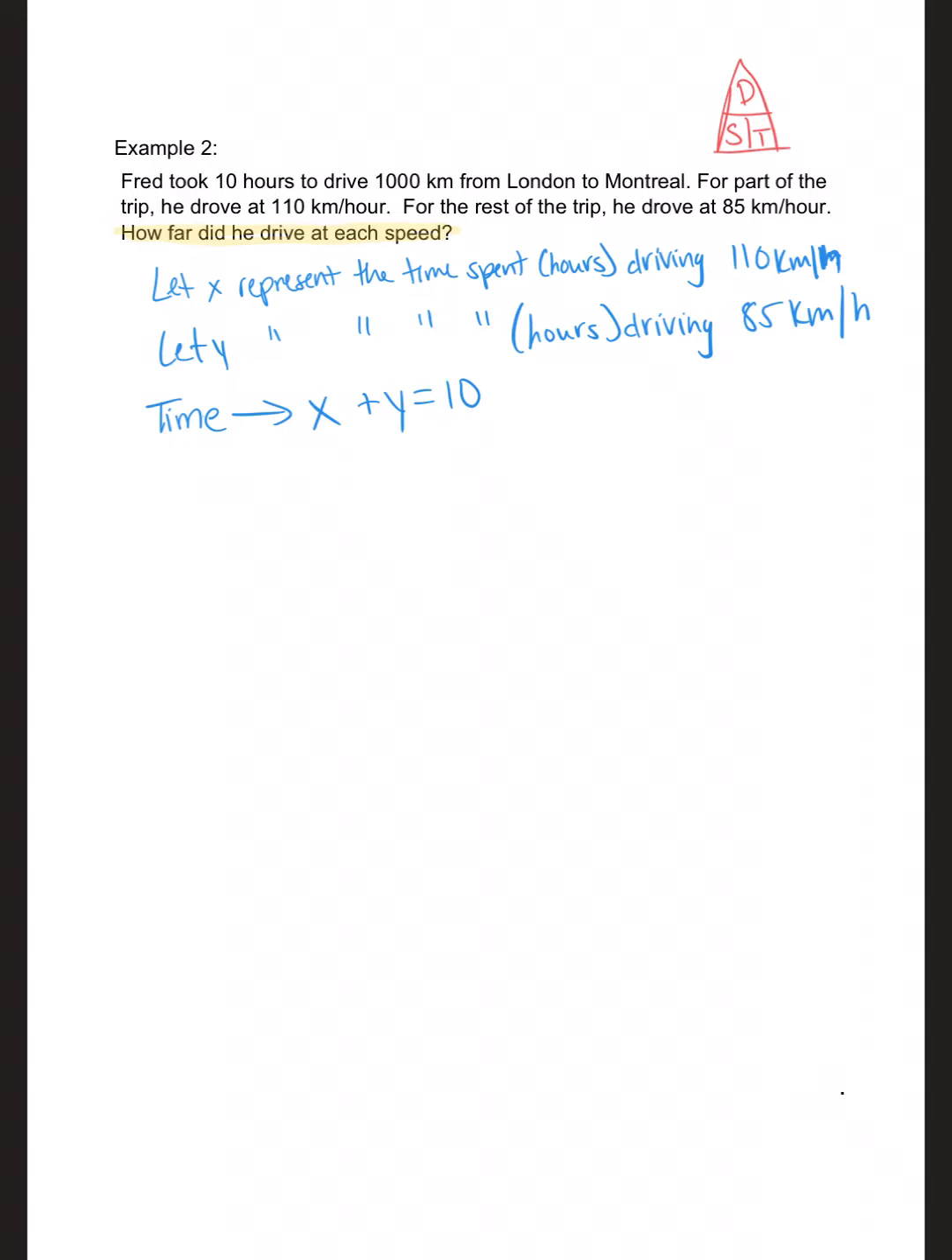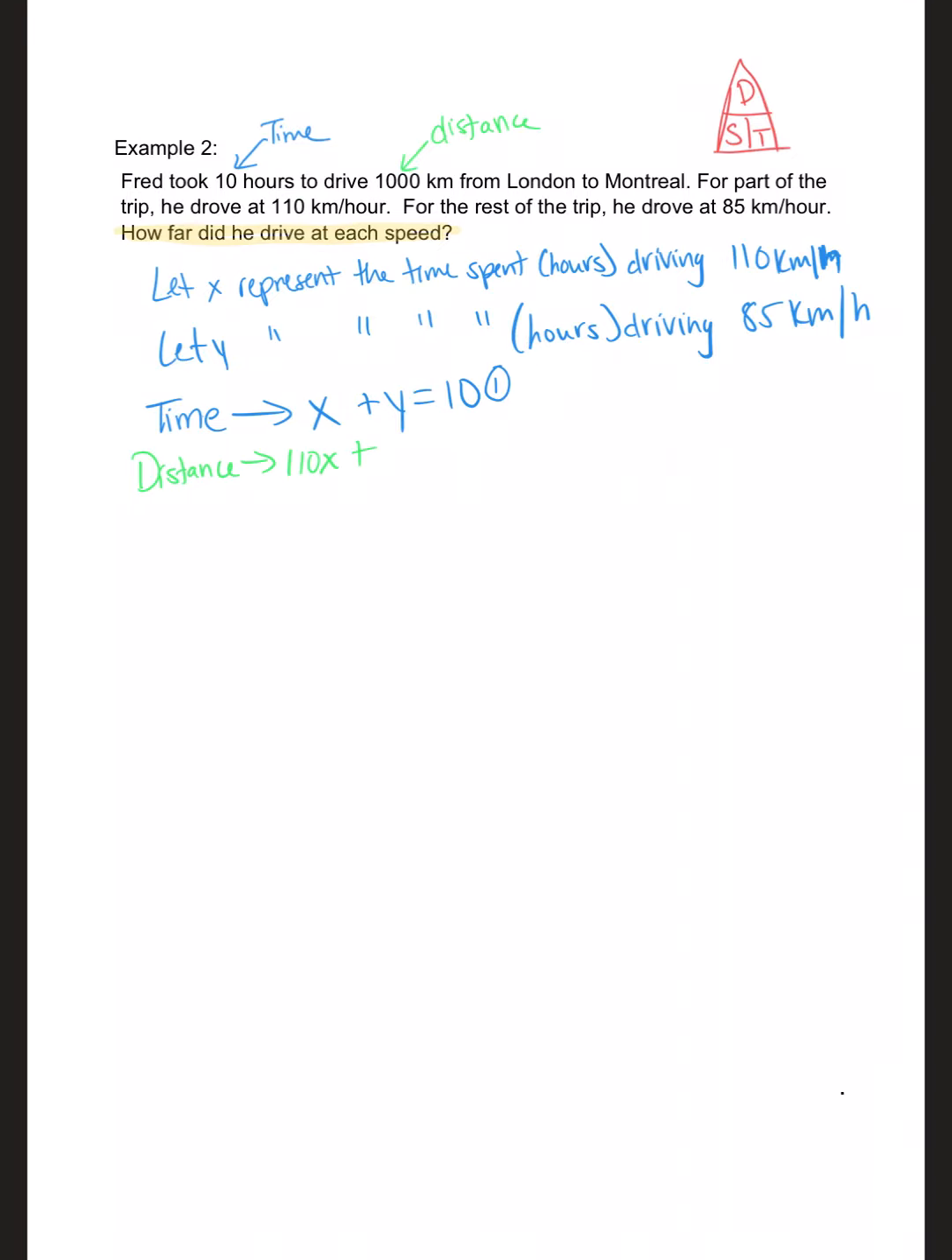Then we were given some information about the distance, right? So we have our time here, and then if we're going to write our equation 2, we have some distance here to work with. Let's make sure this is our equation 1, and now we should be able to come up with a distance equation. So we know that for X hours, he's driving 110 kilometers per hour. So if we're trying to figure out the distance, we want to do the speed times time for that distance, right? So that's going to be the speed, 110, times the time spent doing that, which is X, okay?